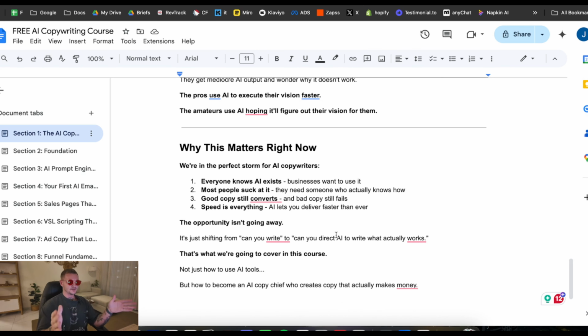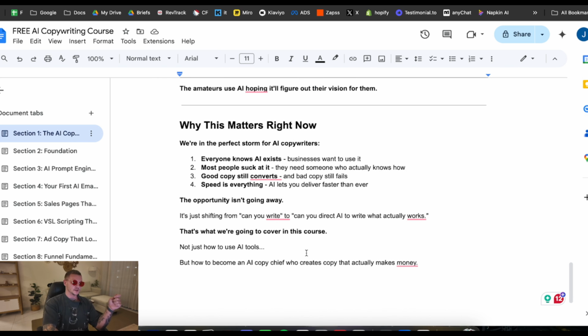So yeah, speed is everything as well. If you get copywriter A and they use AI and copywriter B and they don't use AI, copywriter A is just going to blow the other one away simply because they can write faster. They could write 10 sales pages in a day, whereas the other one would take weeks. So yeah, the opportunity isn't really going away. It's just shifting from can you write to can you direct AI to write what actually works.